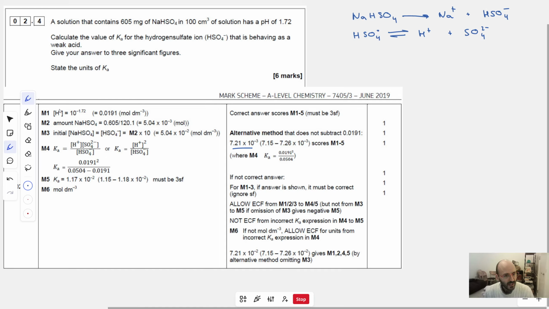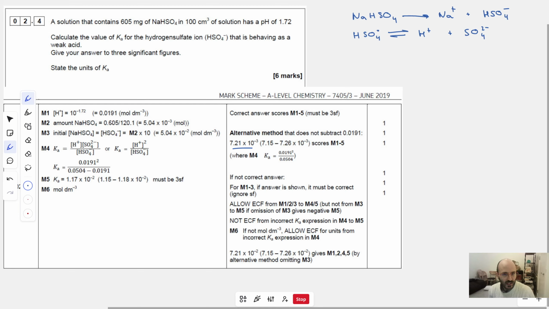Well, what they do is they calculate the concentration of protons from the pH. That's it. And then they calculate the concentration of hydrogen sulfate, which is the same as the concentration of sodium hydrogen sulfate, because when sodium hydrogen sulfate dissolves, then the molar ratio is 1:1, so the concentrations are equal.